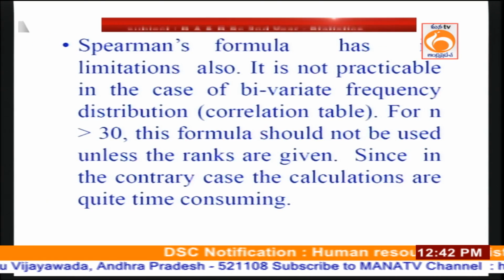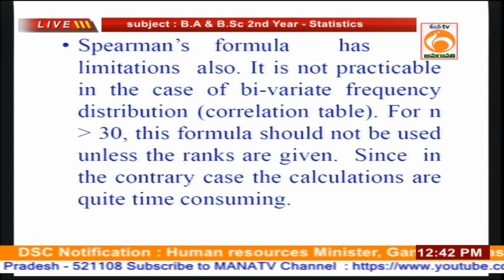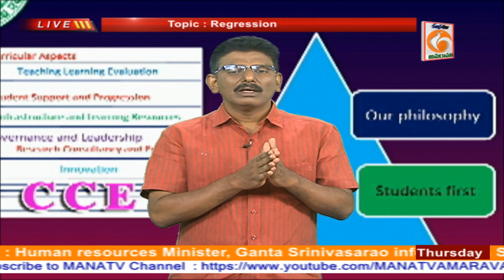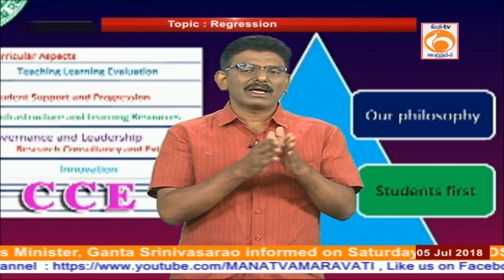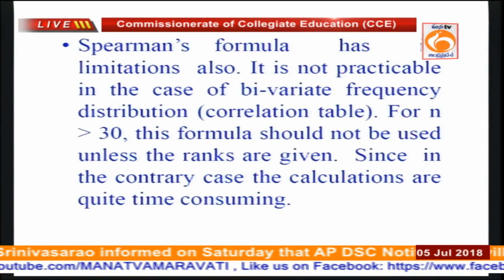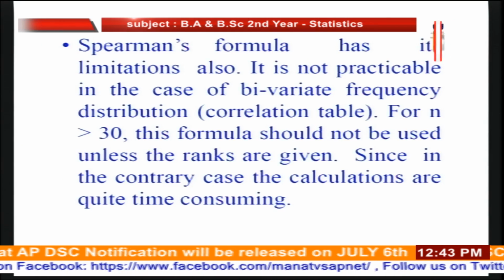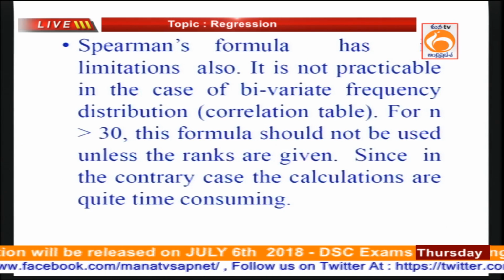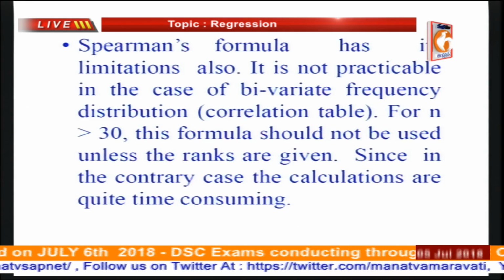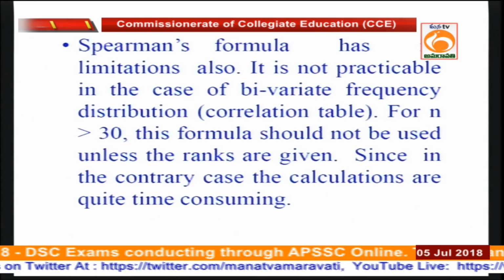Spearman's formula has its limitations also. It is not practicable in the case of a bivariate frequency distribution, that is, a correlation table or two-way table. For a two-way table this is not useful. Also, for n greater than 30, this formula should not be used unless the ranks are given.